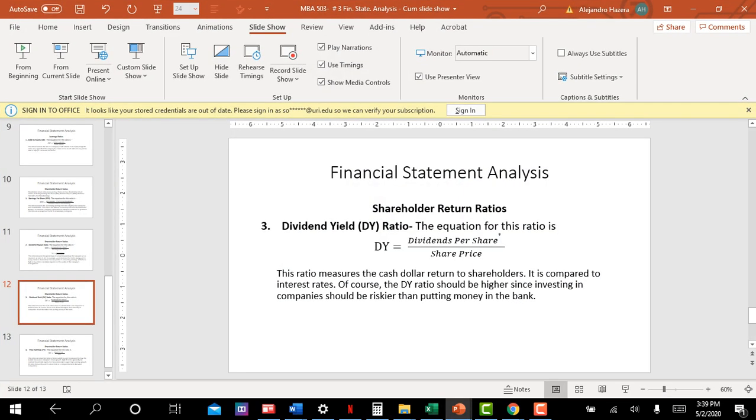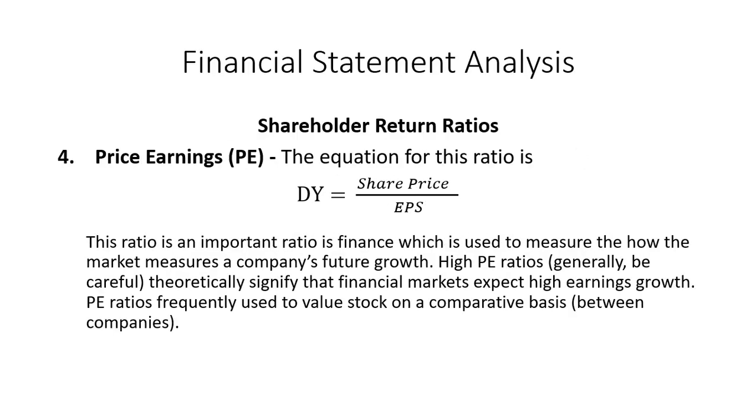Let's take a look at the all-important price-earnings ratio. The equation for this ratio is share price over earnings per share. The ratio is an important ratio in finance, which is used to measure how the market measures a company's future growth. And that's basically the story.